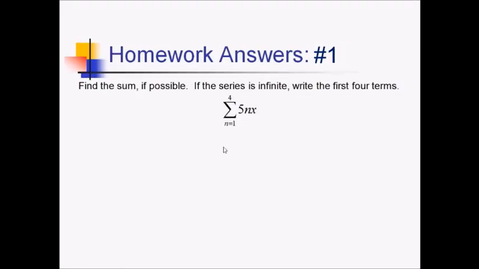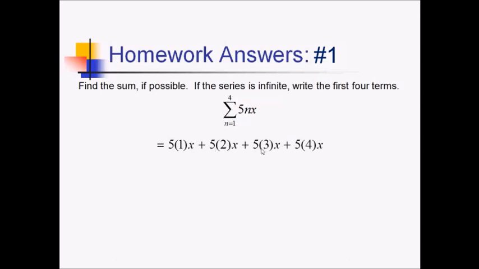For this problem, they want us to find the sum, or if it's infinite, write the first four terms. So with sigma form, we're going to start with our lower limit of summation, which is 1 in this case, and we're plugging that in for n. That's why the n is written down here. So we're going to have 5 times 1 times x, and then we do all the integers up to 4. So 5 times 2 times x, 5 times 3 times x, 5 times 4 times x.